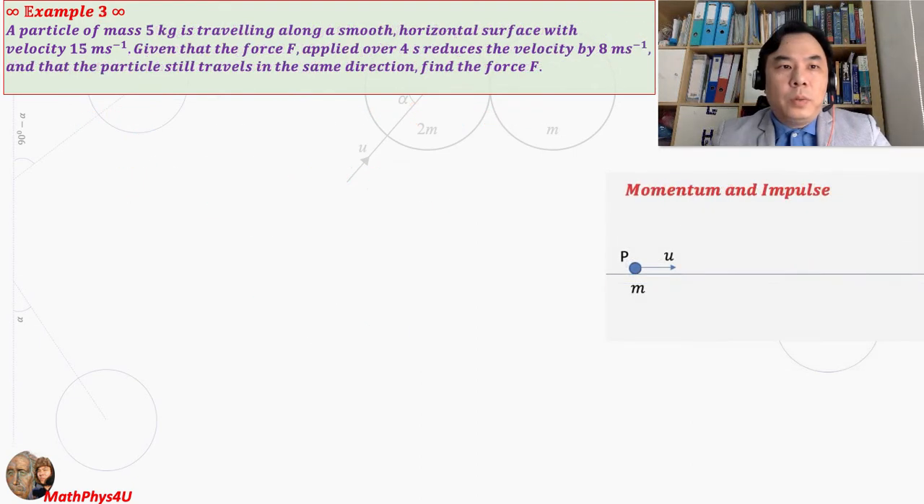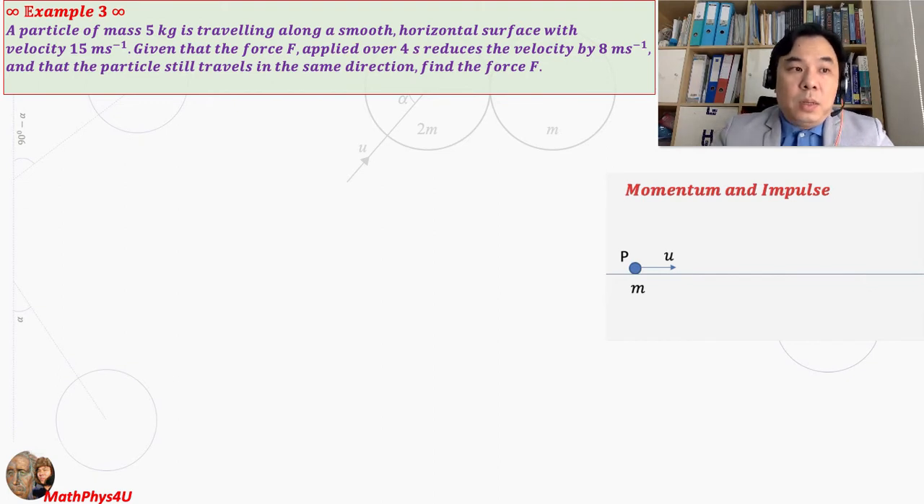All right, here we have the third example. A particle of mass 5 kg is traveling along a smooth horizontal surface with a velocity of 15 meter per second. Given that an external force applied to the particle over 4 seconds reduces the velocity by 8 meter per second, and that the particle will still travel in the same direction. Now the task here is we need to find out what is the magnitude of the external force acting on the particle itself.